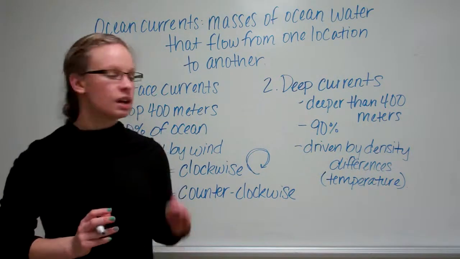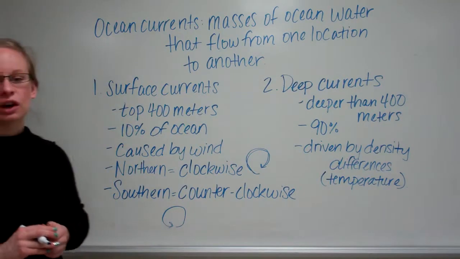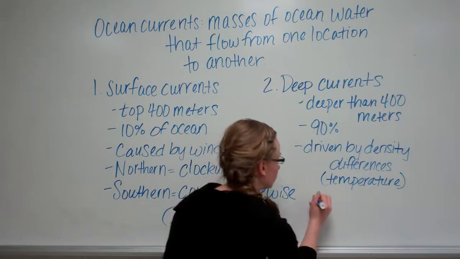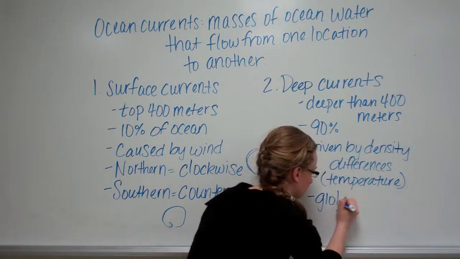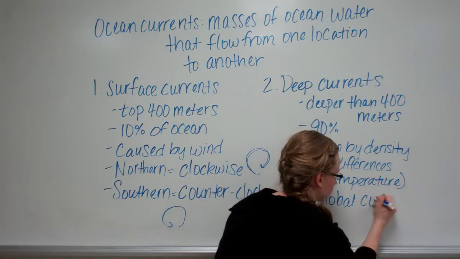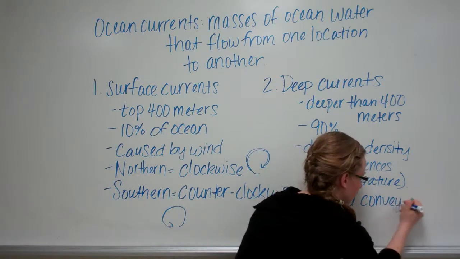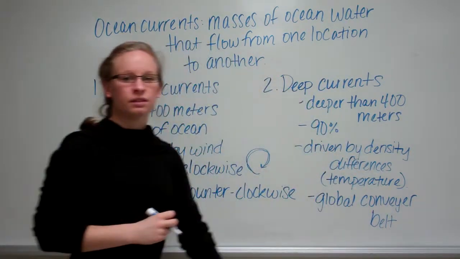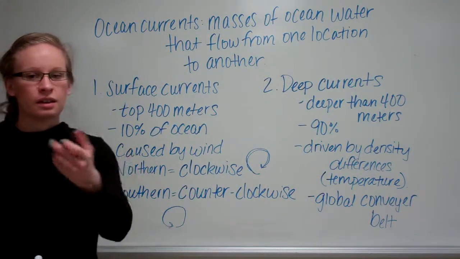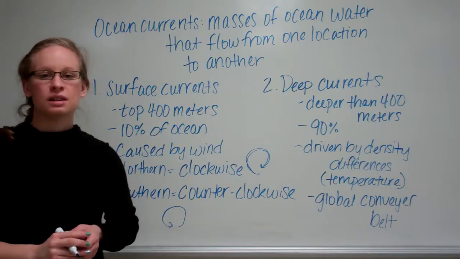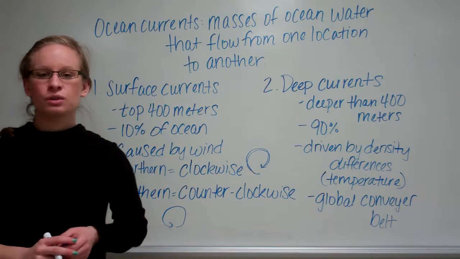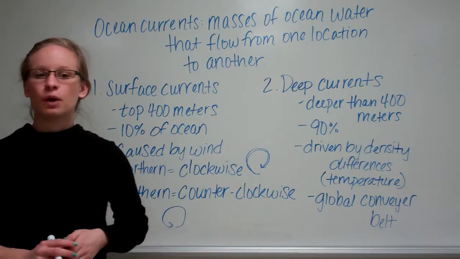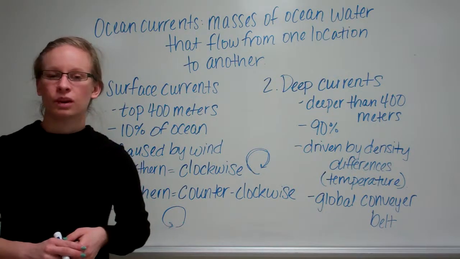And so because this is deeper and it is beneath the surface current, it is often called the global conveyor belt. Okay, so it's moving beneath our surface currents, and it is able to carry things for very long periods of time beneath our surface currents. So those are our two types of currents. We have our surface currents and our deep currents, and they are both moving masses of water from one location to another.